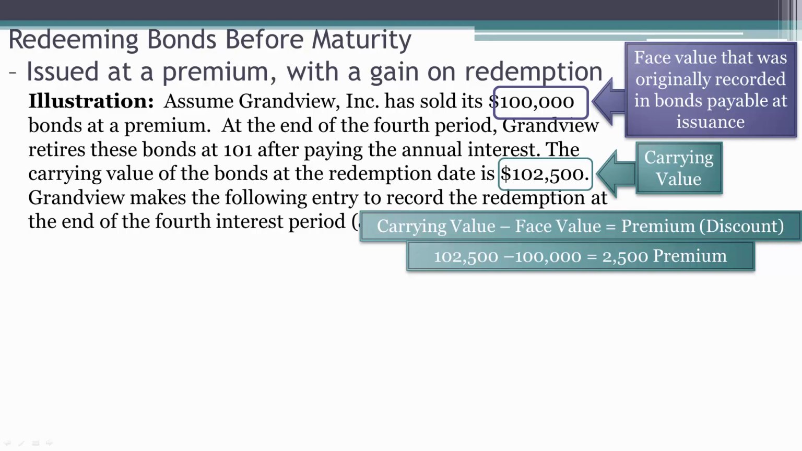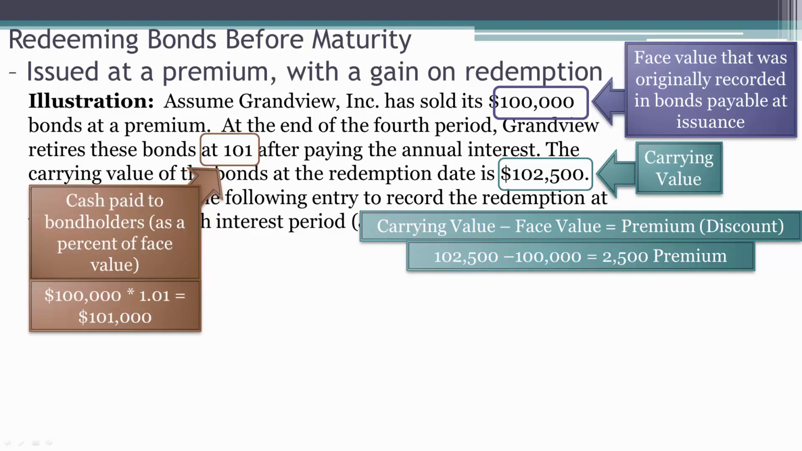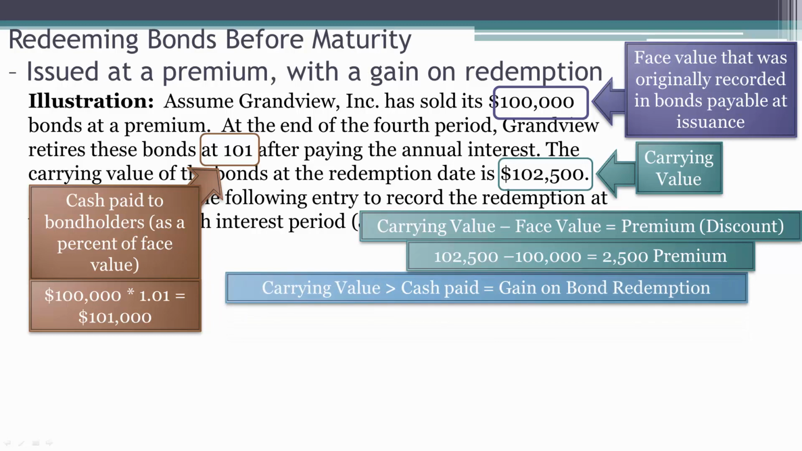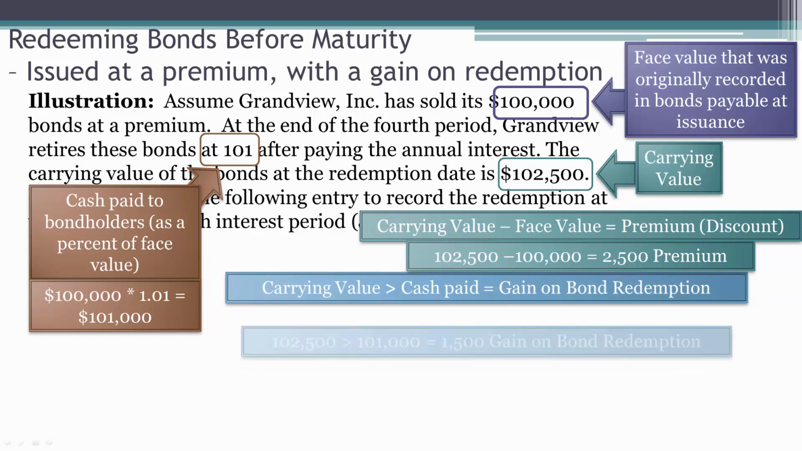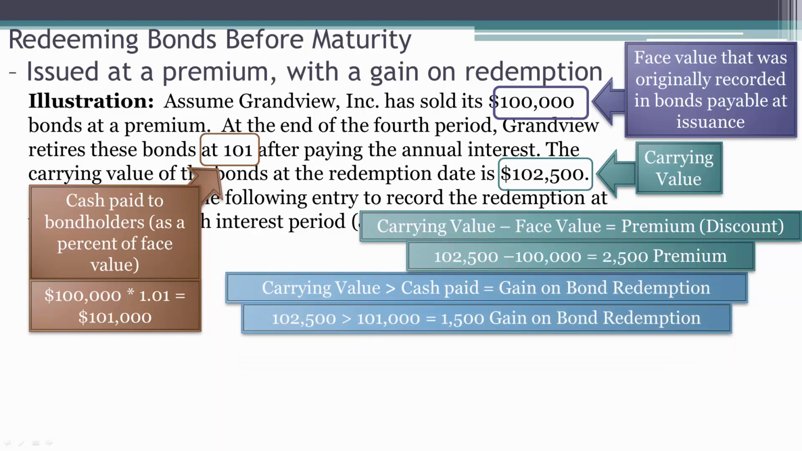In this problem, they redeem the bonds at 101, so we can calculate our cash amount paid on the bond as $101,000. And so when we compare our carrying value to the cash paid, since our carrying value of $102,500 is more than $101,000, we end up with a $1,500 gain on the bond redemption.